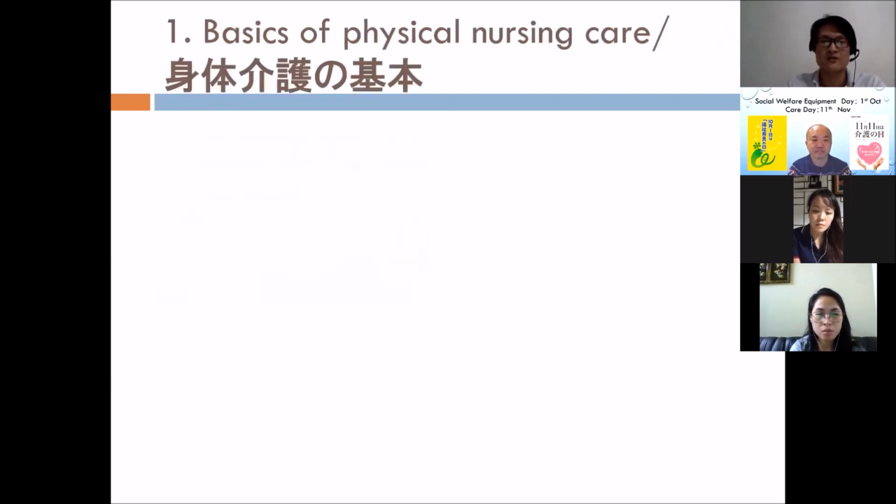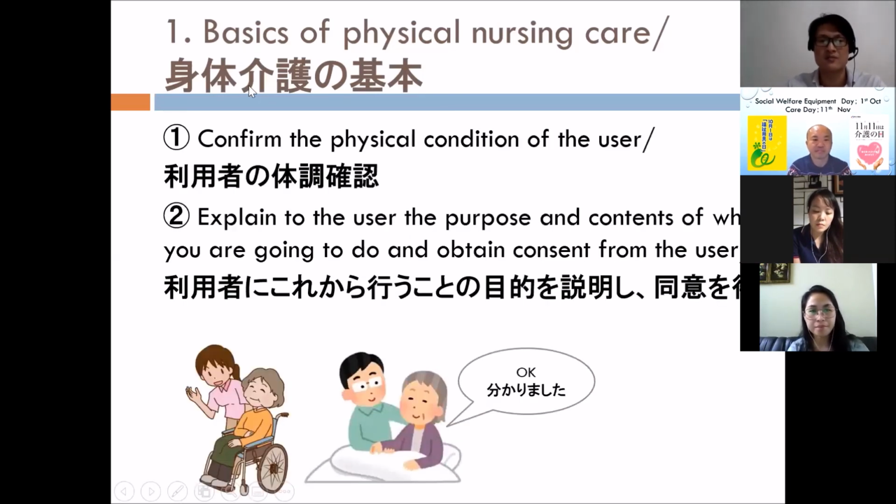I always review this one, right? The basics of caregiving. First, confirm the physical condition of the user before providing care services. After that, explain to the user the purpose and the content of what you're going to do and obtain consent from the user. Then you start caregiving.